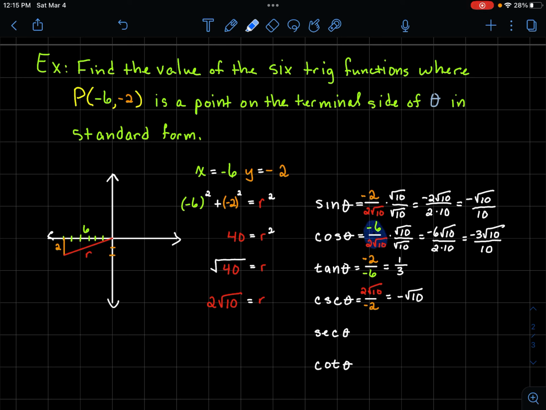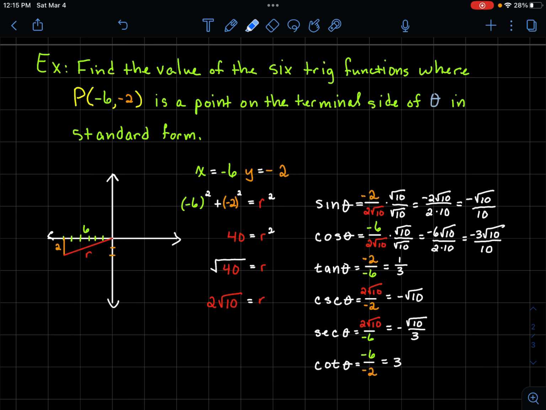Moving on to secant, that's the reciprocal trig function of cosine. So starting with the unsimplified fraction from cosine, let's go ahead and flip it. And then look at the fraction 2 over -6. We can cancel out a 2 from it. That will give us negative square root of 10 over 3. And then finally, the last one, the cotangent. That's the reciprocal of tangent. Flip the fraction. This time, -6 over -2 will give us positive 3.